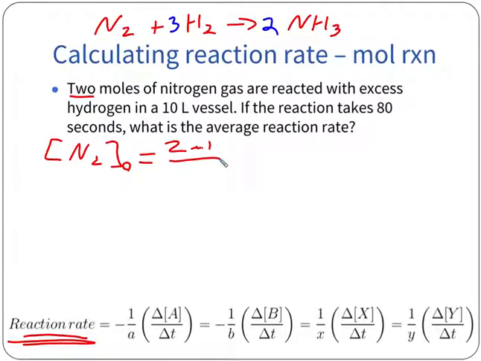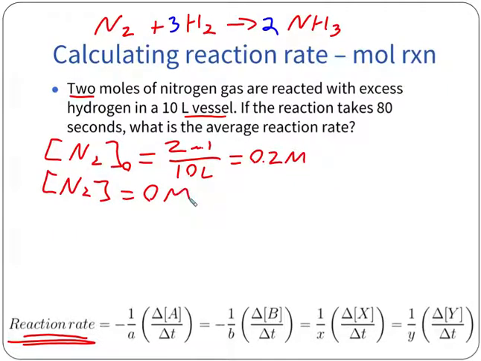That should be moles divided by the volume, 10 liters. And so the original concentration of the nitrogen just turns out to be 0.2 molar. Final concentration of the nitrogen, well, we can just say that right off the bat. We know that because it's all gone when we're done, it's just going to be 0 molar. All right, so since nitrogen is a reactant, we're going to use this little guy right down here to work that out.